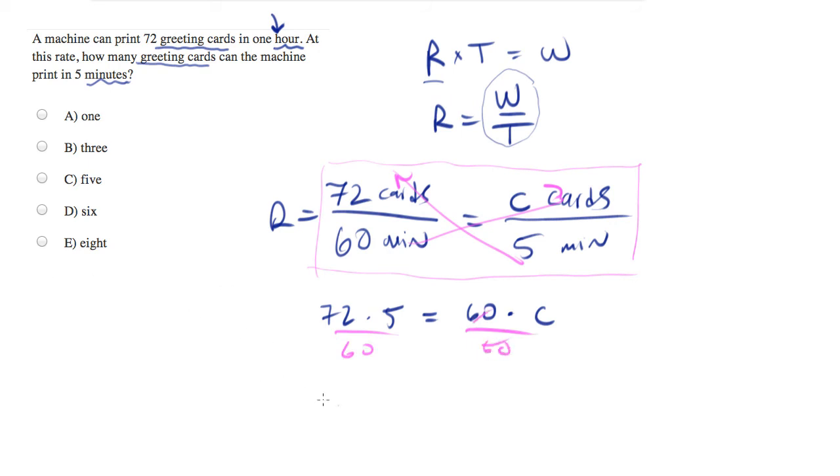And what we end up with is, let's see if we can do some canceling. Let's see, 5 goes into 60 12 times. So let's cancel those out and put a 12. And 12 goes into 72 6 times. So what we end up with is 6 equals C. And that's answer choice D.